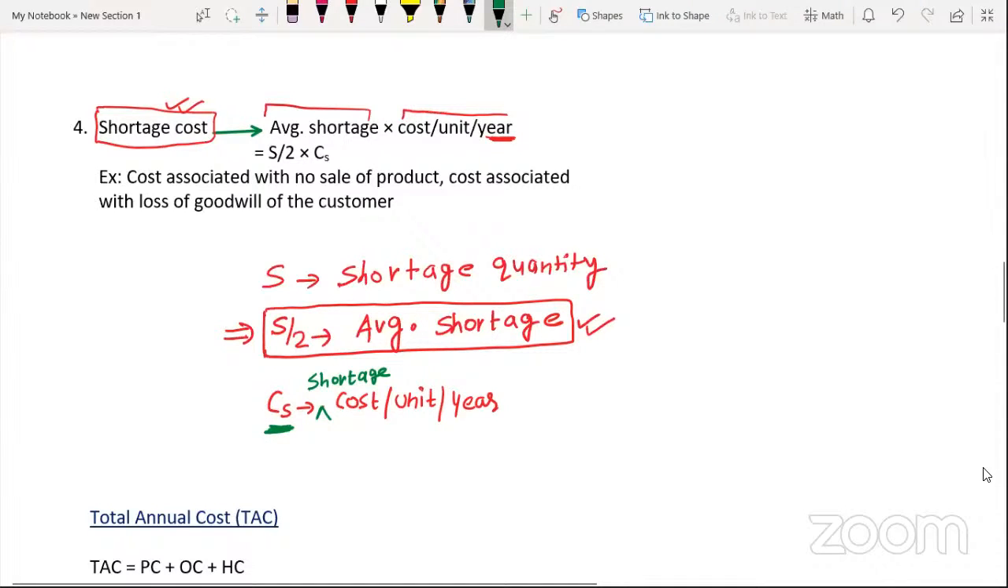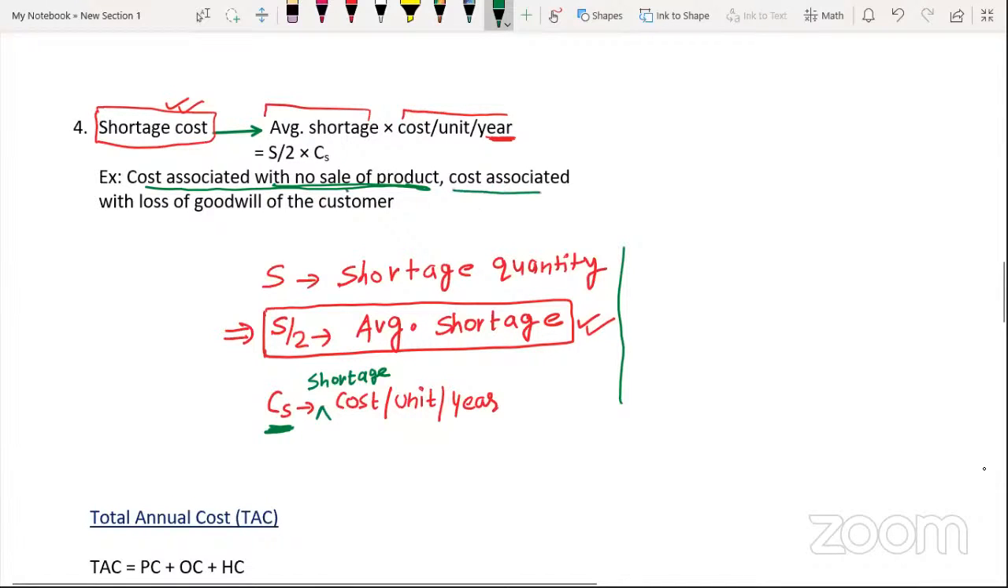So it includes cost associated with no sale of product. Shortage cost means the cost associated with no sale of the product. It means that the product has not been sold. Why? Because there was a shortage of the quantity. That's why the product was not sold. The profit which was going to come, it is not coming. Why? Because you have the shortage of the items. That's why there is no sale of the product.